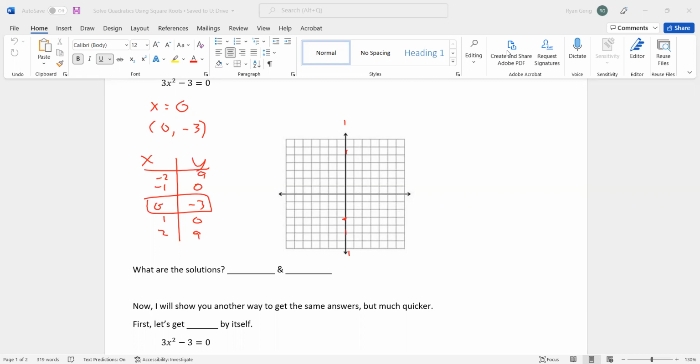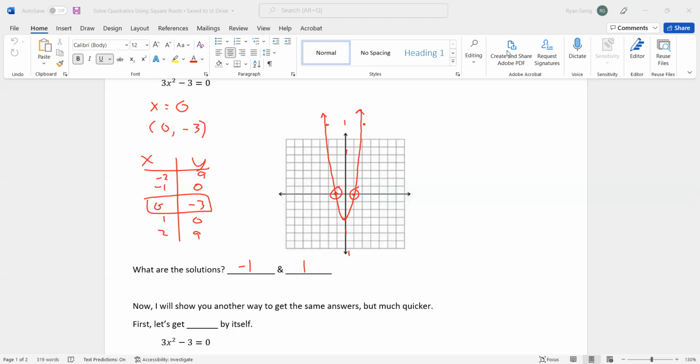Okay, so I'm going to go ahead and plot those. -1, 0. 1, 0. 2, 9 is going to be up here. -2, 9 is going to be up here. Okay, and what are the solutions? Well, it's where they cross the x-axis, so it would be -1 and +1, right? So now I'm going to show you another way to get the exact same answers, but much quicker, okay?